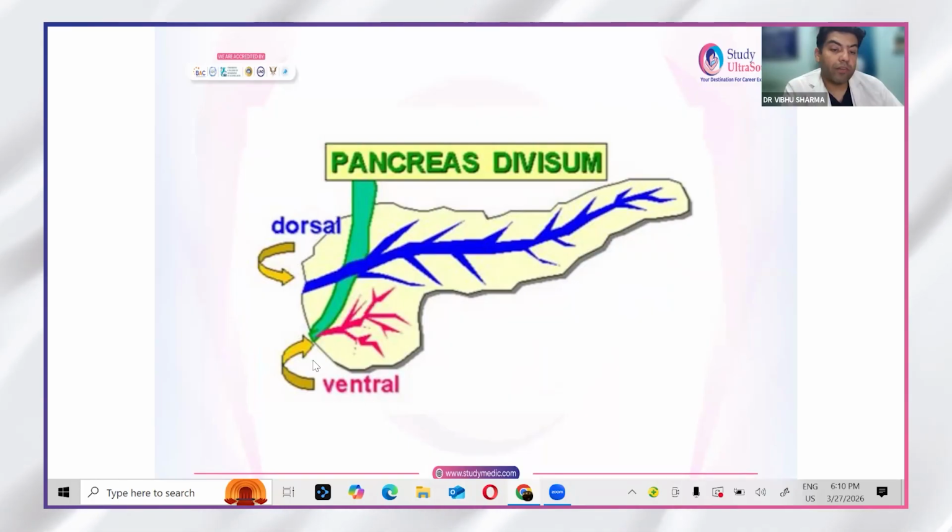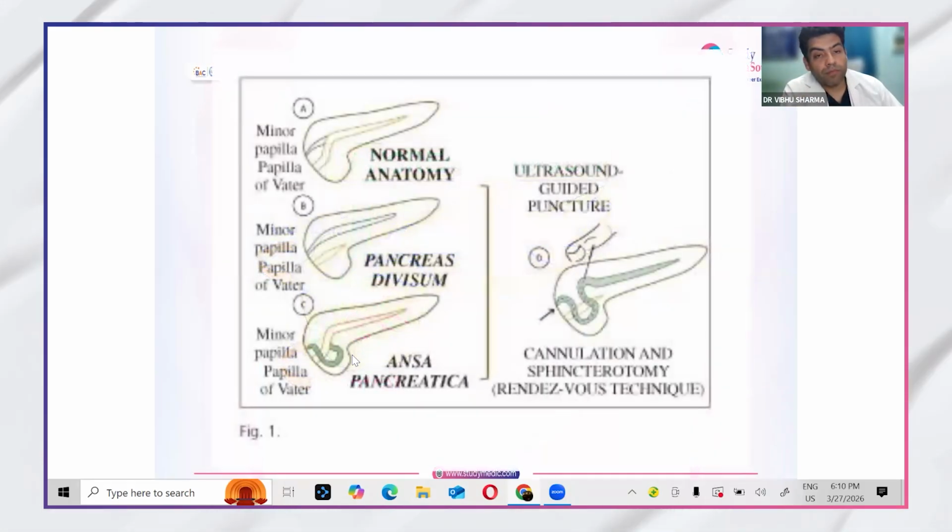You can see the ventral and dorsal are totally separate. The main pancreatic duct and the ventral duct are two separate ducts. This is called the pancreatic division. So this is the normal anatomy. The minor papilla and the major papilla of Vater are the openings. In the pancreatic division, there is no communication between the two, whereas in the normal anatomy, both of them are communicating. And sometimes there is ansa pancreatica when the orientation changes: the minor comes below, the major goes up.